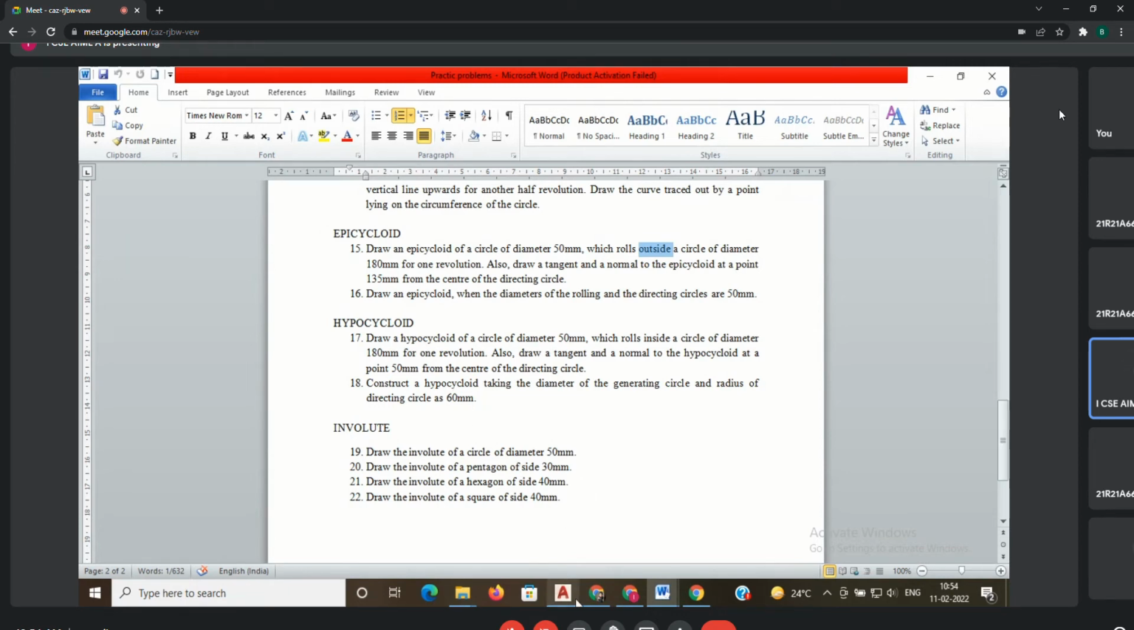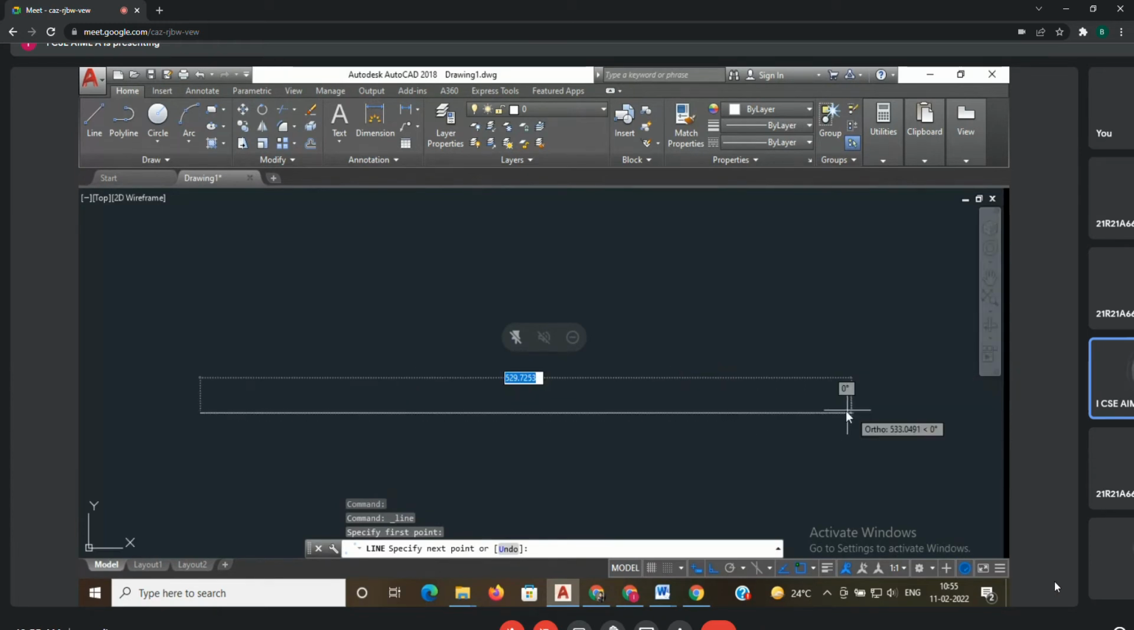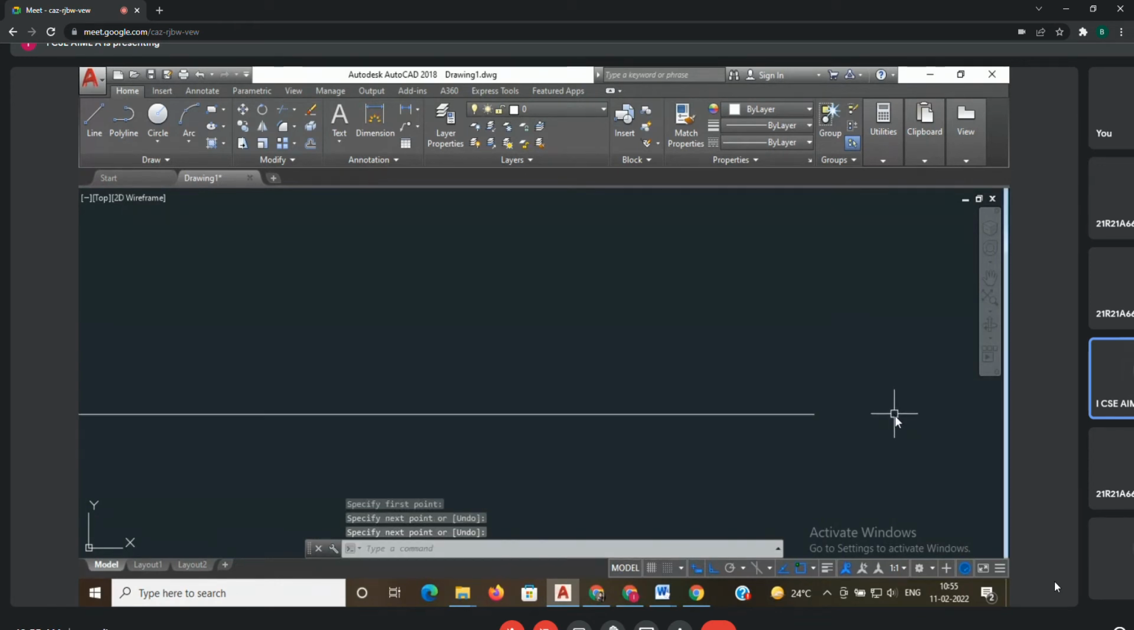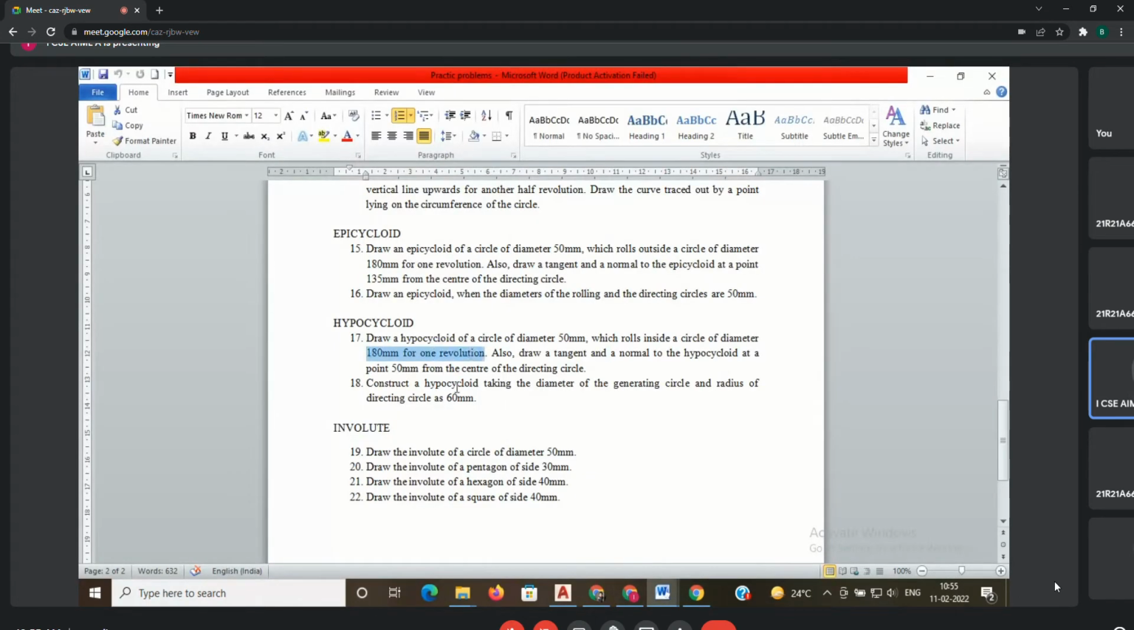Now how to draw? Yeah, AutoCAD. But I already told you, just select the line command. Just draw one rough line with some length. Then the directing circle diameter is 180. They have given the directing circle diameter as 180 mm for one revolution. Diameter wise you have to select.